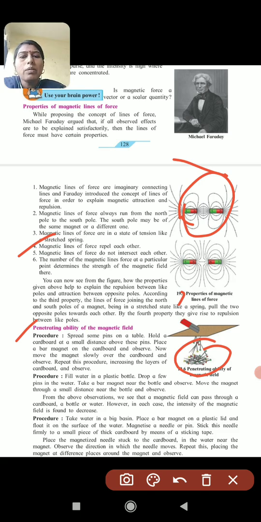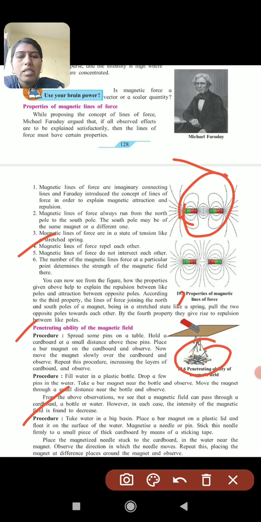In the third experiment, take water in a big basin, place a bar magnet on a plastic lid, and float it on the surface of the water. Magnetize needles or pins and stick the needle to a small piece of thick cardboard with sticking tape. Place the magnetized needle stuck to the cardboard in the water near the magnet. Observe the direction in which the needle moves. Repeat the procedure and see how it goes.